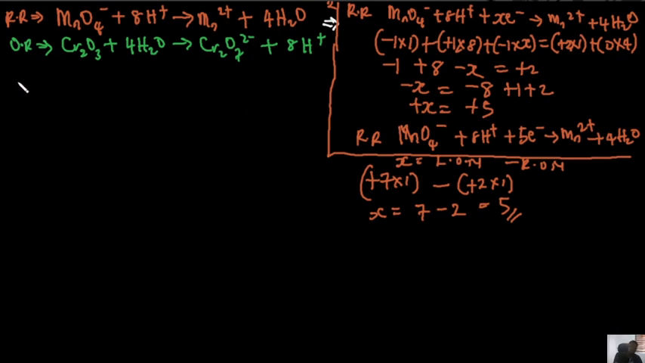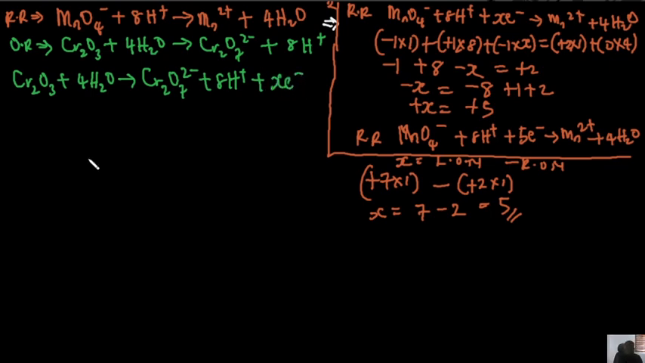So this is going to be Cr2O3 plus 4H2O reacting to give Cr2O7 2 minus plus 8H plus. Then because we're adding the electrons to the right side of the equation, that's going to be plus Xe minus. As the rule says, you are adding the electrons to the right side. Remember, this is left, this is right. So that's why we are adding the electrons here.